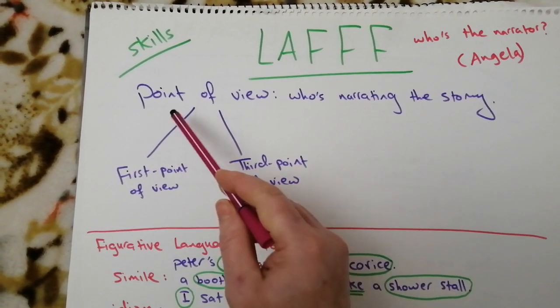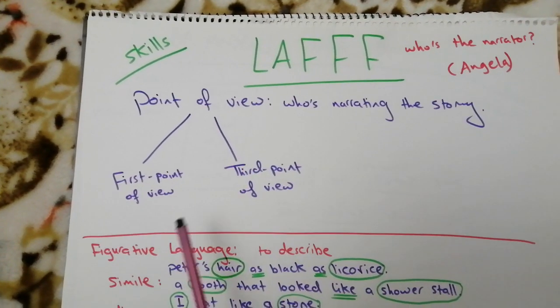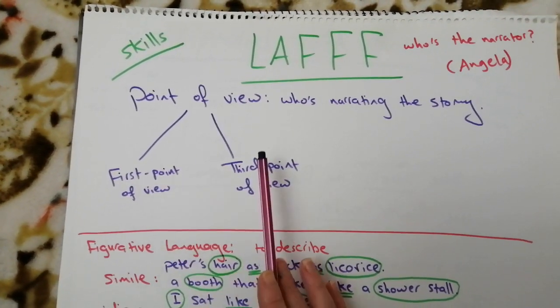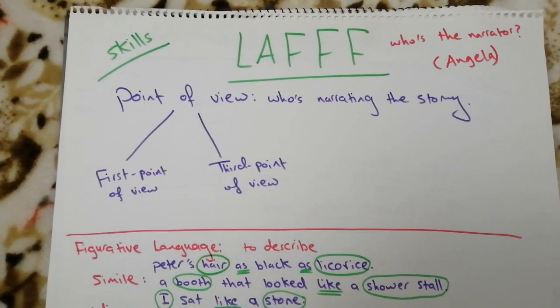And we have two kinds of point of view. We have first point of view and third point of view.